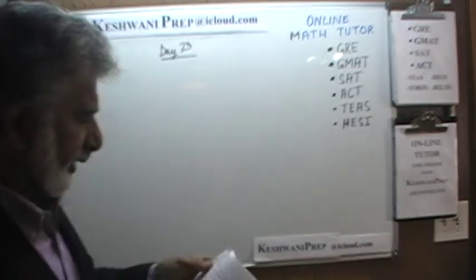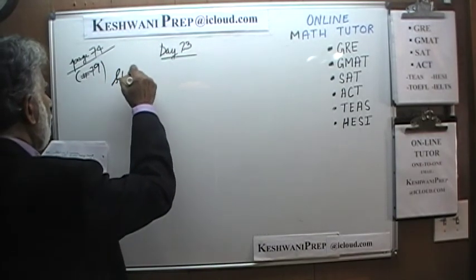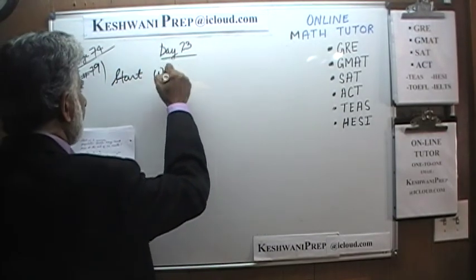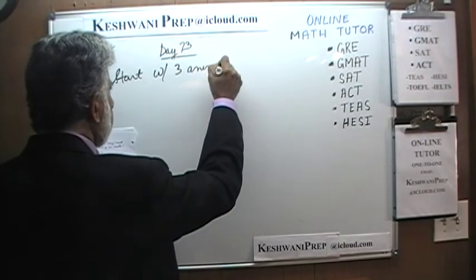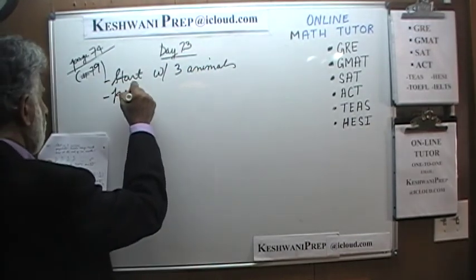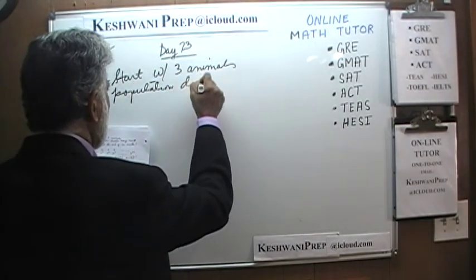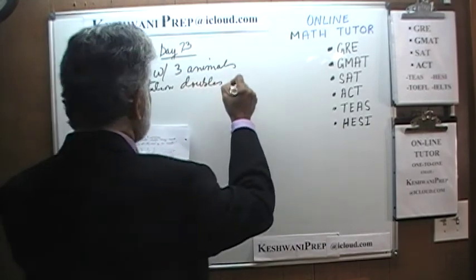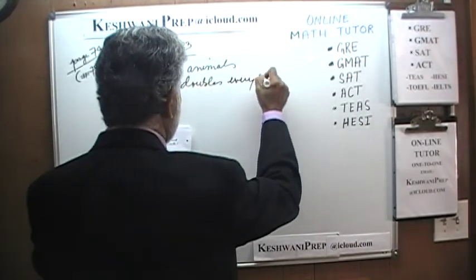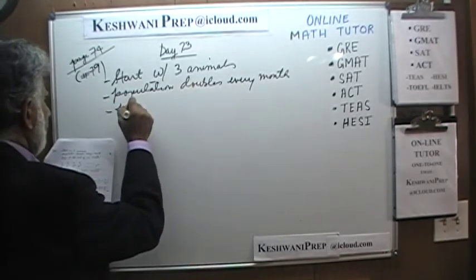Okay, let's look at this one here. 79. We are told that we start with 3 animals. And then we are told that the population doubles every month. The question is, what's the amount of population?